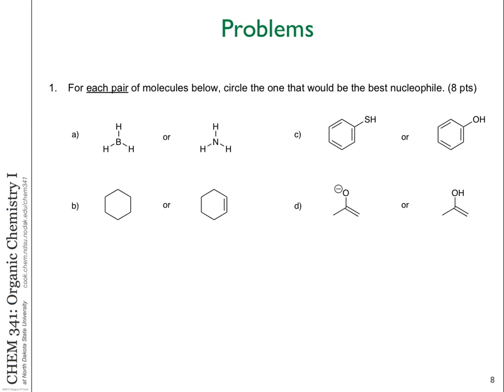For each pair of molecules below, A, B, C, D, there are 4 pairs of molecules. Circle the one that would be the best nucleophile. So now we're talking about being a nucleophile. What's the property of a nucleophile? How do you describe what a nucleophile is?